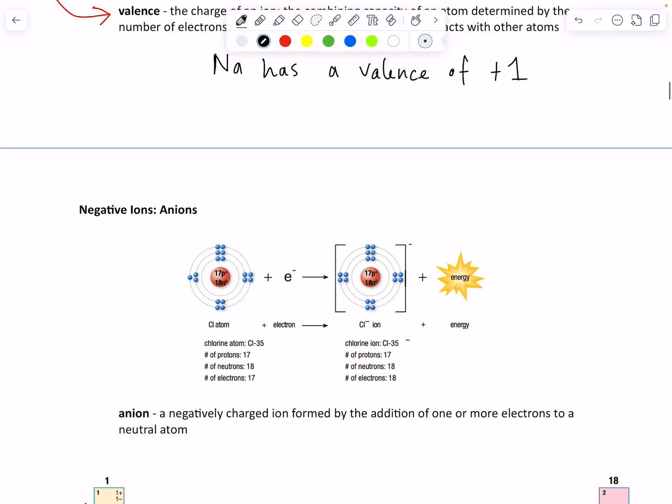Let's look at negative ions. Negative ions are called anions. And the way we remember this is these first two letters, a, negative, ion.